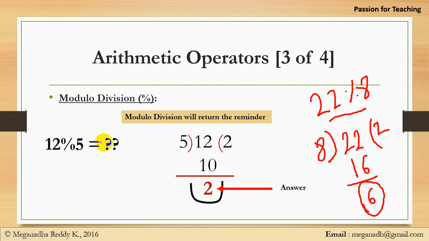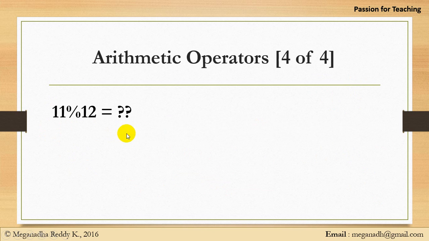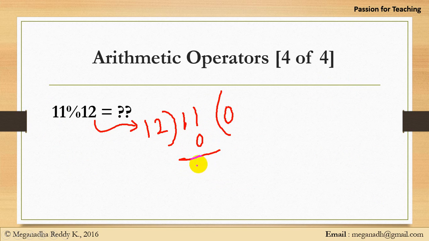And what if this number is smaller than this number? In that case, what will happen? We are going to see in the next slide. So 11 modulo 12. In this case, you write 12 here, this number always goes here, and then 11. 12 will not even go once, so 12 zeros are 0, and the remainder is 11. That is the answer for 11 modulo 12. Remember, this is called the numerator, and this is called the denominator. When the numerator is smaller than the denominator, the answer will be the numerator itself. I repeat, when the numerator is smaller than the denominator, the answer for modulo division will be the numerator itself.